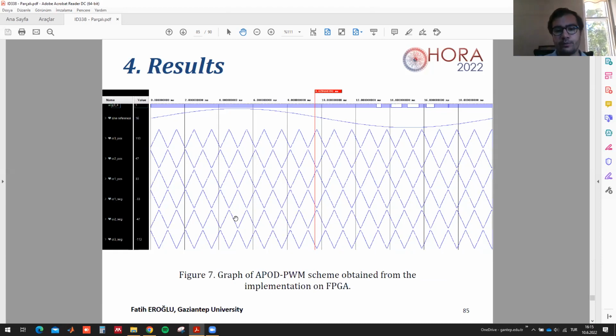And the last one is APOD-PWM. Again, it's obtained from the FPGA, and this also suits the theory as well. So we basically successfully generated all three PWM structures in FPGA and validated them in simulation.